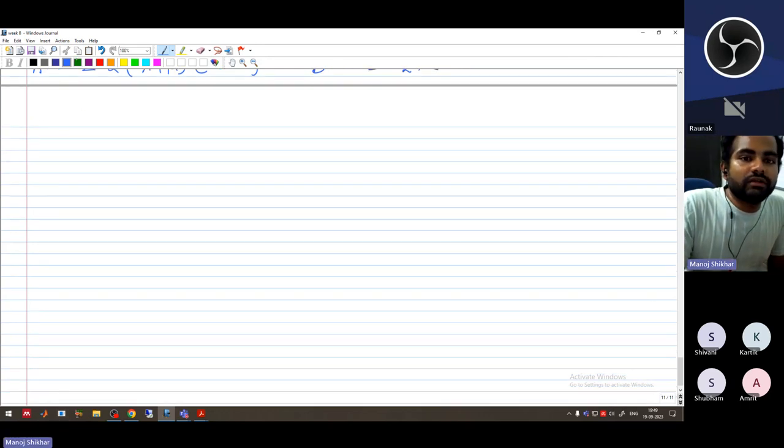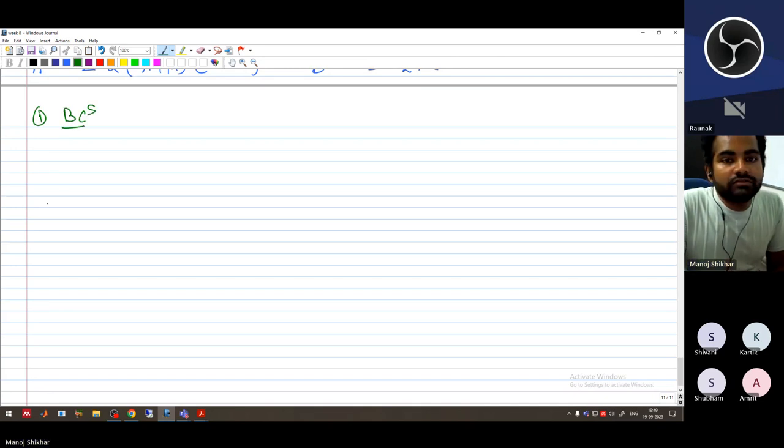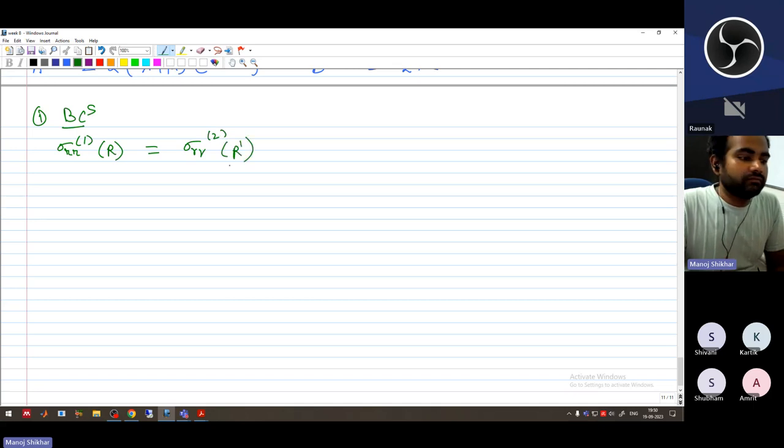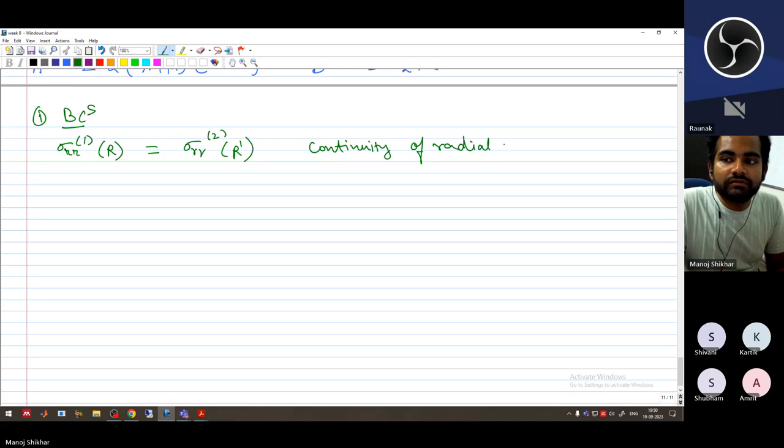Now, question number 1 is what are the boundary conditions, right? So the first one: sigma RR1 at capital R is equal to sigma RR2 at R1. This is continuity of radial stress. And this is basically your pressure P star, whatever you will get.